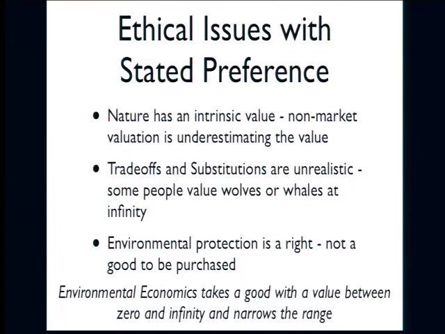One way to think about that is you're sort of framing and narrowing the choices so that there's trade-offs, there's substitutions. You're going to say you could pay for this or pay for that. But some people would say, the value to me is infinity. I don't have a large income, but I really wish that there were pristine ecosystems. I really wish that there were wolves in Yellowstone. It's worth more to me than any amount of contribution that I can make.